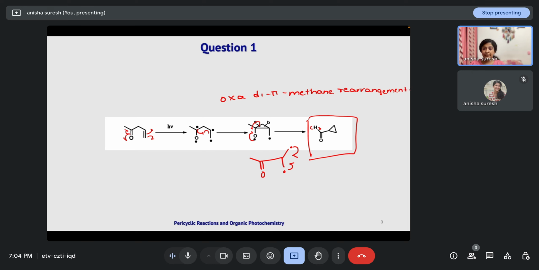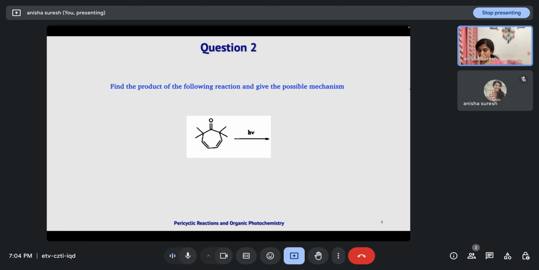Is the mechanism clear? If there are no further doubts, we can move to question number 2. Coming to question number 2, find the product of the following reaction and give the possible mechanism. So this is the starting material, and it is undergoing a photochemical reaction. So what will be the mechanism of the reaction, and what will be the final product that is formed in this reaction?